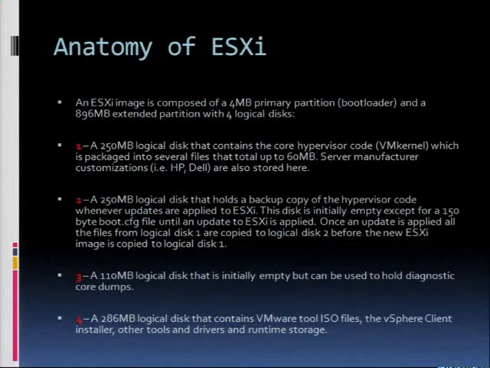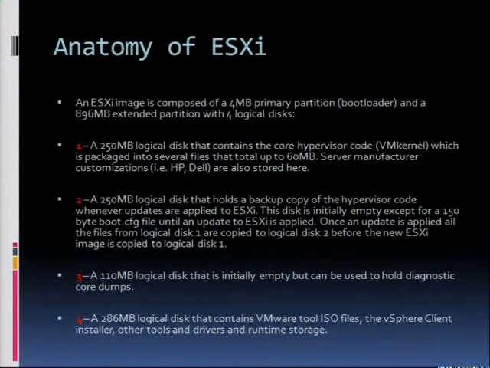The first disk is a 250 meg logical disk that contains the core hypervisor code, so the VM kernel, which is packaged into several files. They're TGZ files that total up to about 60 meg in size, so the VM kernel itself is actually very small. There are also server manufacturer customizations stored there for some of the SIM stuff. They store their stuff in the OEM.tgz.